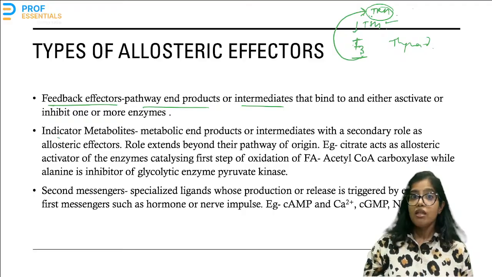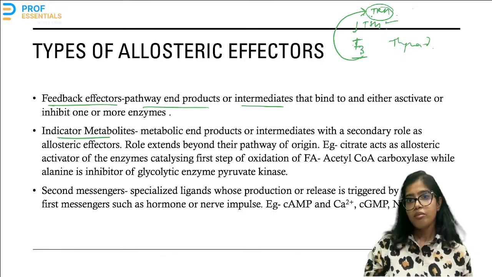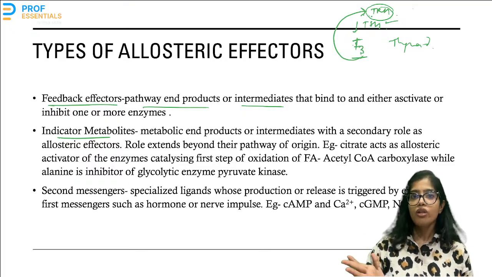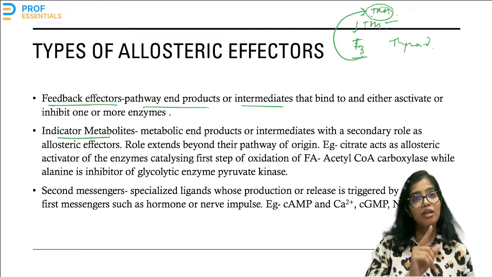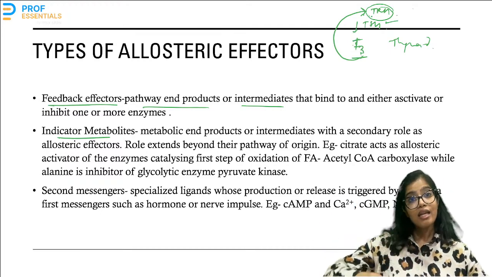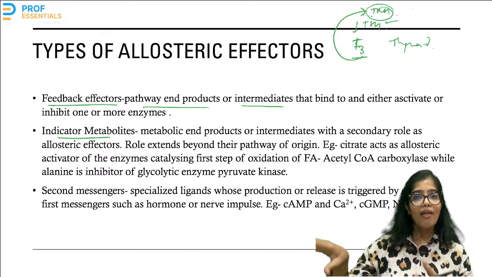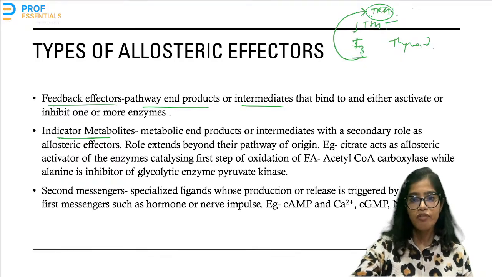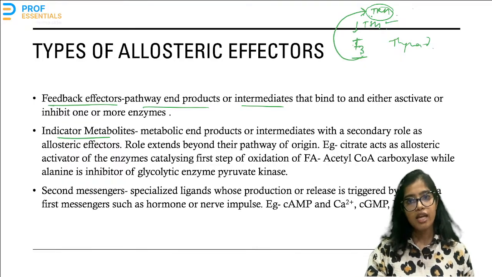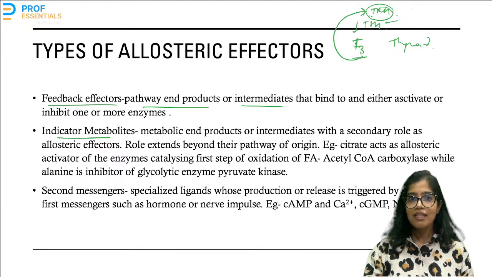Indicator metabolites: metabolic end products or intermediates with a secondary role as allosteric effectors. Beyond their point of origin, they may originate in one particular pathway, but it is an intrinsic property that they will go and affect another pathway also. Suppose the citrate, which we had discussed in the TCA cycle, will act as an allosteric activator of beta oxidation of fatty acid.